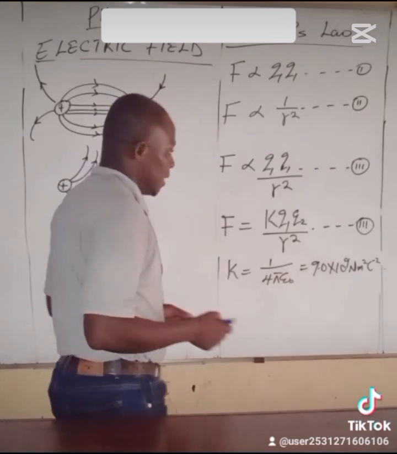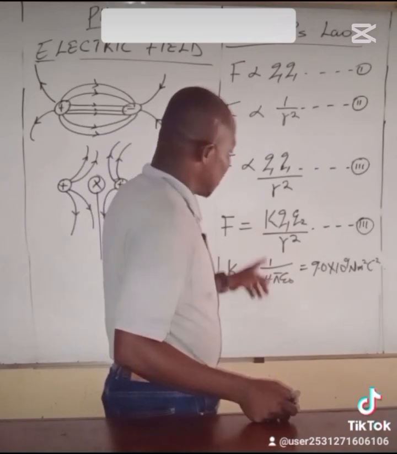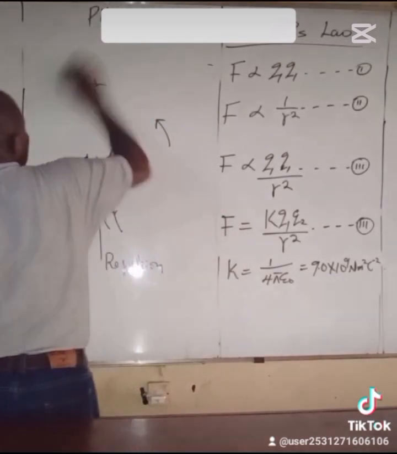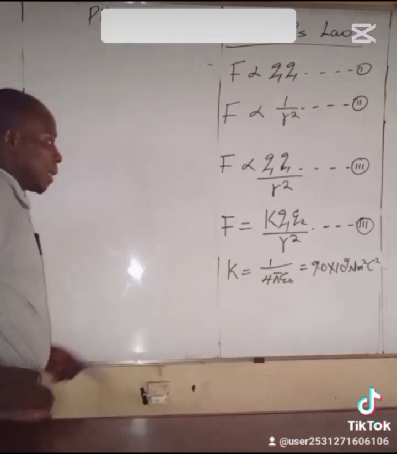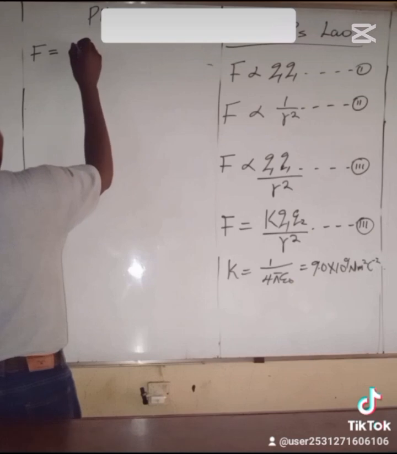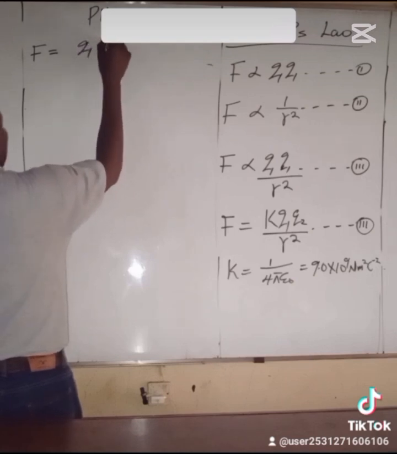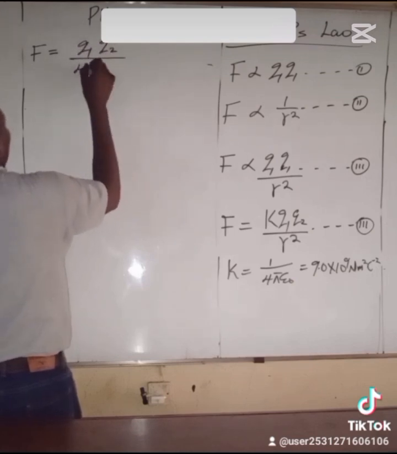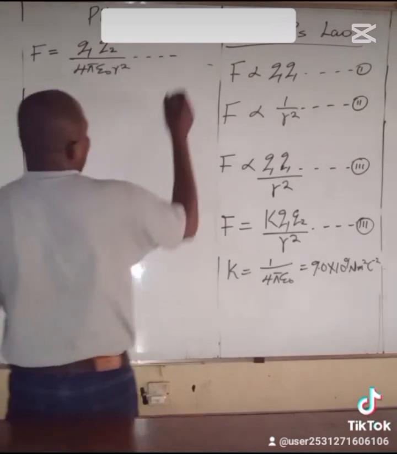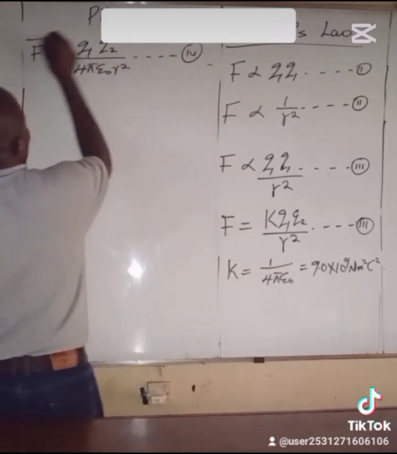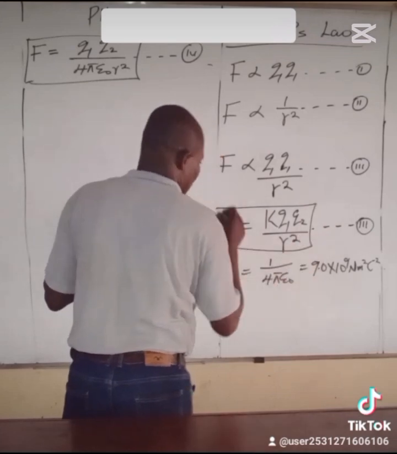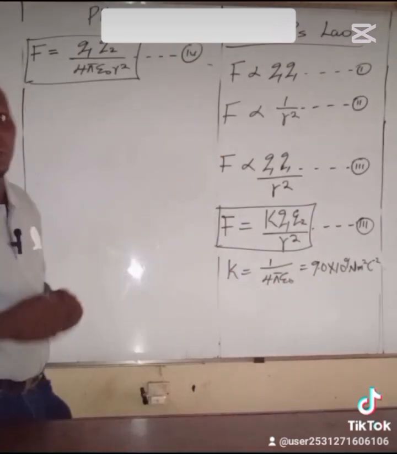All right, since K is equal to this, I can transform equation 3 to this. So equation 3 now becomes F equals Q1 Q2 all over 4 pi epsilon naught R squared. So we can call that equation 4. So this is the force of attraction or repulsion between two charges. All right, so you take note of that.